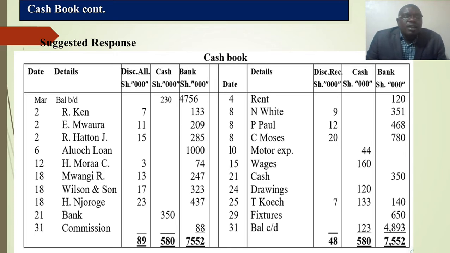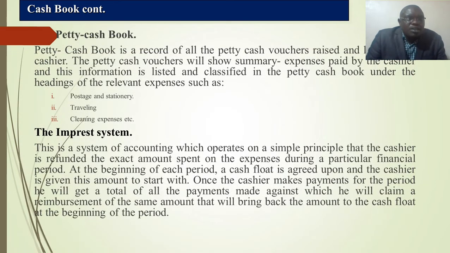So those are the balances which we are carrying down to the next month. Those are the balances we take from the debit side and put on the credit side so that the figures will balance. And now the figures balance at 508,000 Kenya shillings for cash and 7,552,000 Kenya shillings for bank. So that is how we prepare the 3-column cash book.